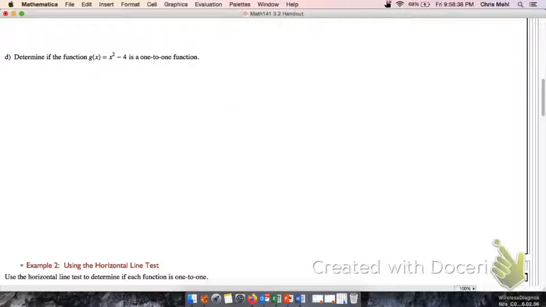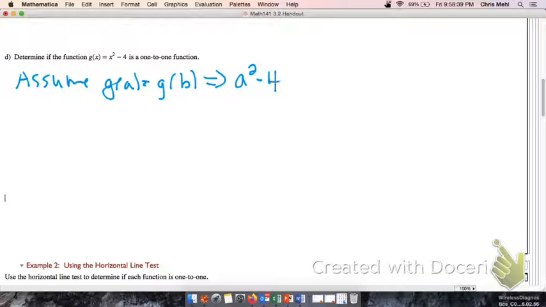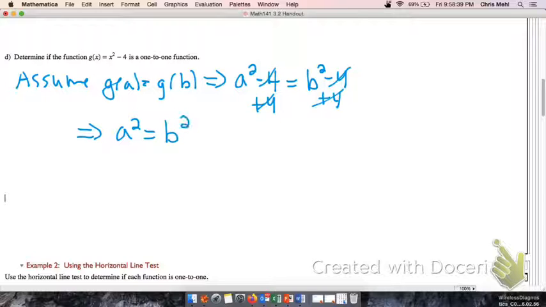Okay, so let's go ahead and do the same thing as in the previous problem. Let's assume that, and the function's not f anymore. Now this time the function's g, so assume g of a equals g of b. And what that means is that g of a is a squared minus 4, and I'm setting that equal to b squared minus 4. Now I'm going to add 4 to both sides. That'll cancel the minus 4's. And now I know that a squared is equal to b squared.